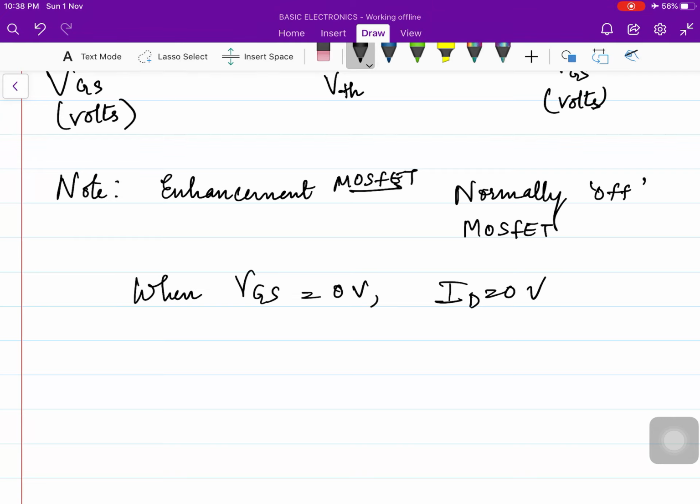In the case of depletion MOSFET, when VGS was equal to 0, current was not equal to 0. In fact, it was equal to IDSS. So that is why it was called normally on. That means even when the input voltage is 0, you are getting some current. While in the case of enhancement MOSFET, when input voltage is 0, current is also 0. So it is called normally off MOSFET.